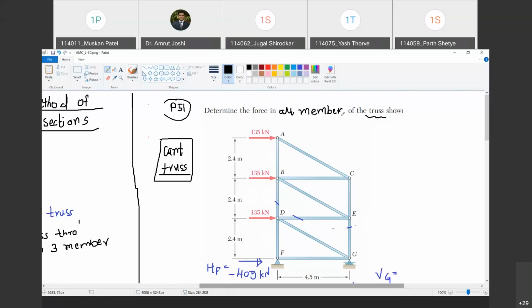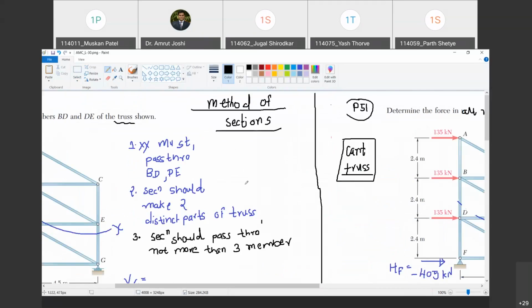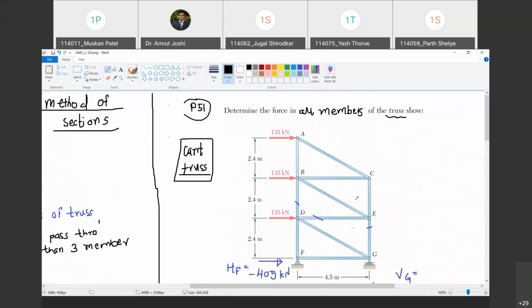If I now change this statement, now tell me, will this work? Method of sections? No, because I will get only forces in selected members. Do you agree with me? Section जिसमें से पास हो रहा है उतने ही members में मुझे forces मिलेंगे. Are you with me? Yes, sir. Now determine the forces in all the members. अगर ऐसे बोला है तो अब हम कैसे करेंगे?